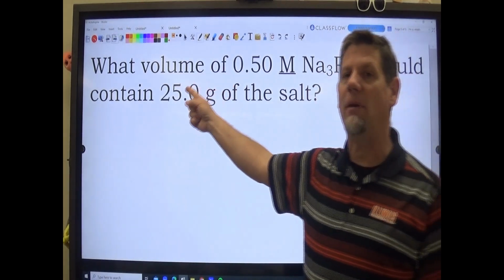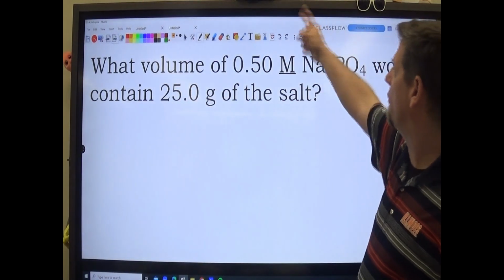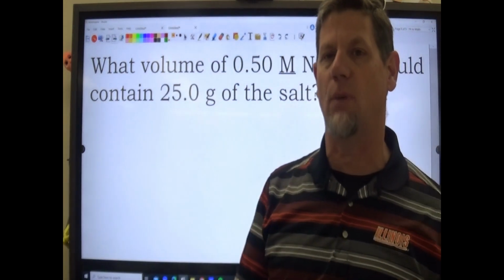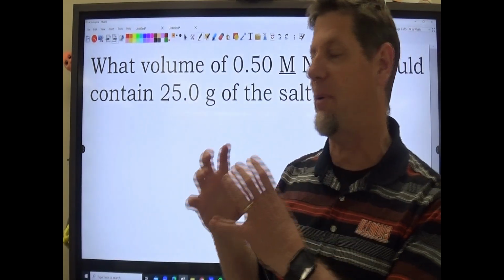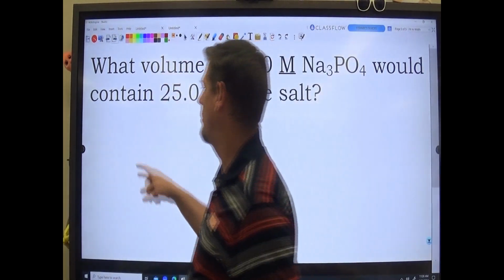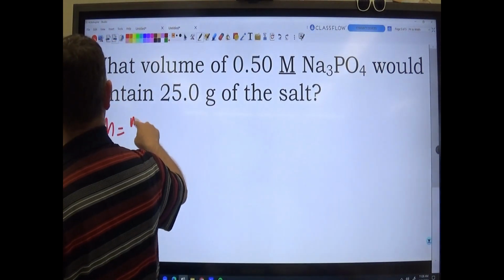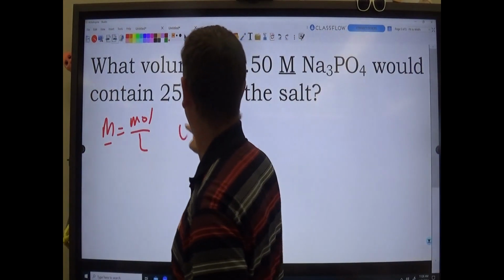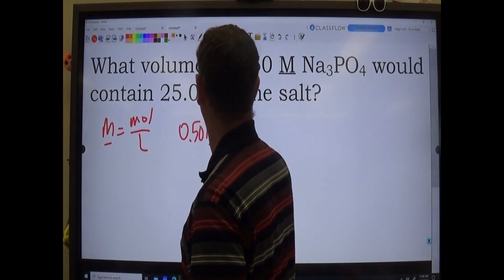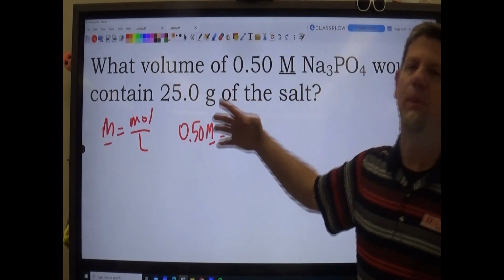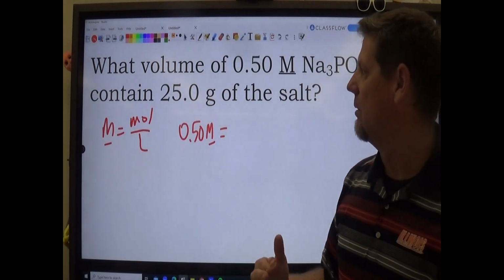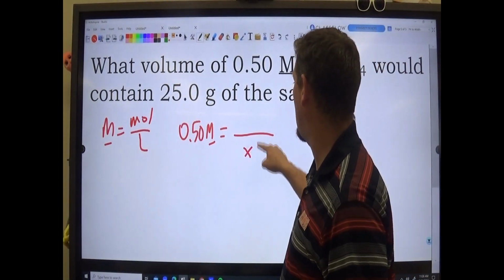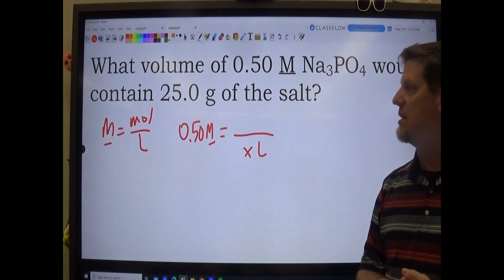Well, I need to know how many moles that's going to be, and then what volume of stuff will I need. So I got to do the other part first, convert grams to moles to know what goes on the top of my M equals moles over liters. I know the molarity is 0.5. I know the number of moles, but not yet. I have to convert the 25 grams into moles, and then I'm going to solve for how many liters of solution I need.